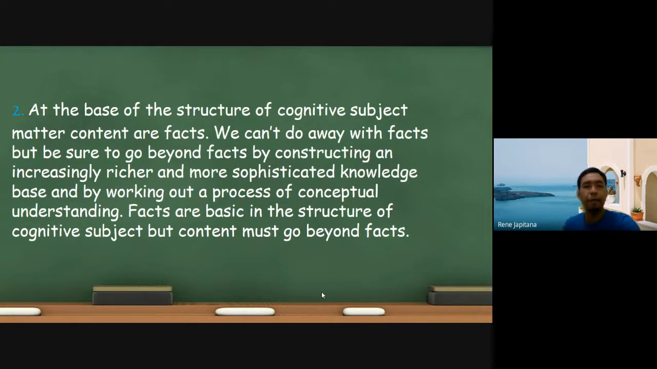Number two, at the base of the structure of cognitive subject matter content are facts. We cannot do away with facts. Although that is a narrow and shallow learning, we cannot give them understanding, or develop their critical thinking and creative thinking, if we do not first give them the facts. So we need first to develop knowledge and facts in our learners in order for them to internalize and use those facts as a foundation of interpretation, understanding, analyzing, and comprehension at the higher level of learning.